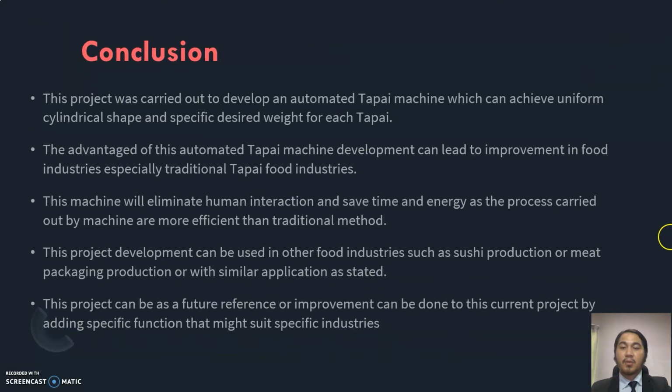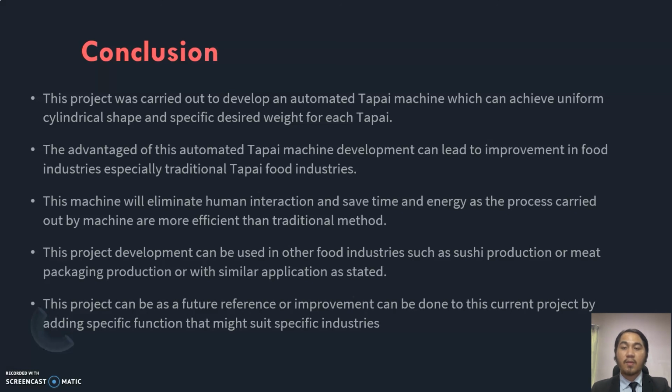Conclusion: this project was carried out to develop an automated Tapai machine which can achieve a uniform cylindrical shape and the specific desired weight of each Tapai. With the result and the methodology used for the project, the objective of the automated Tapai machine can be achieved. The development of this automated Tapai machine can lead to improvement in the food industry, especially the traditional Tapai food industry. This machine will eliminate human interaction and save time as well as energy, as the process carried out by the machine is more efficient than the traditional method.